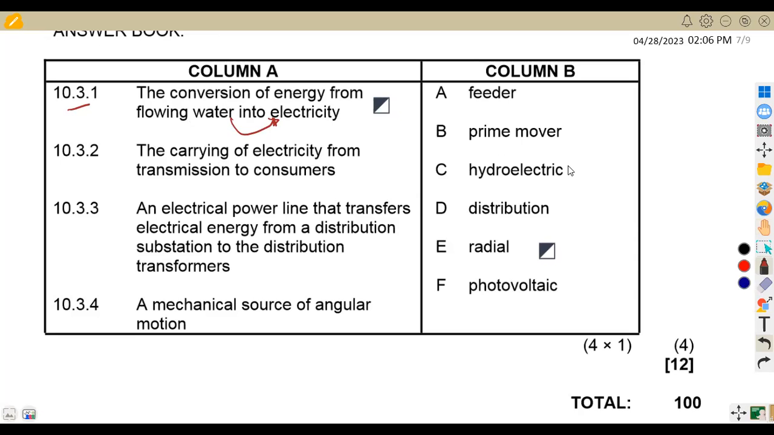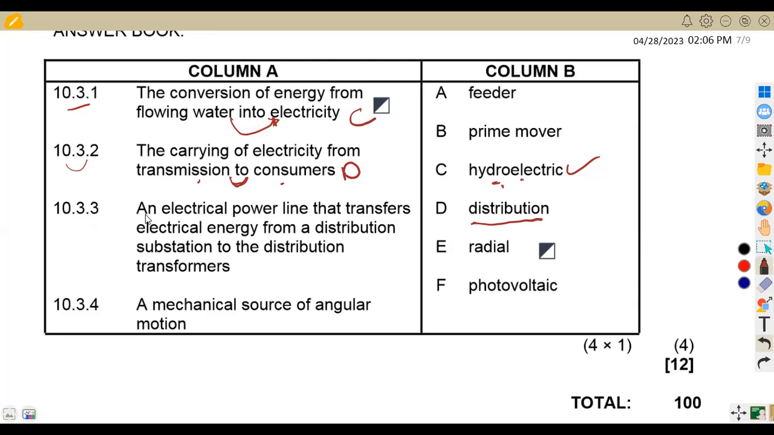That is hydro, water to electric. So that's hydroelectric. 10.3.2, the carrying of electricity from transmission to consumers. That is the transfer from the transmission to consumers. What is the process? That is the distribution. All right, so this is the distribution. So this is our C.